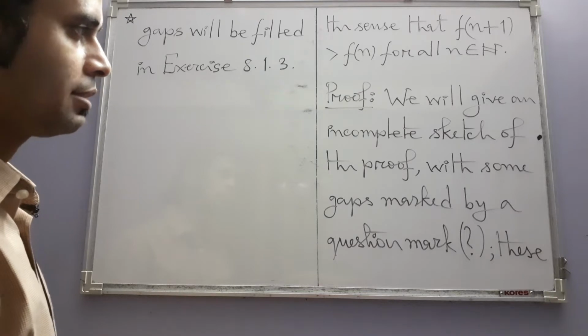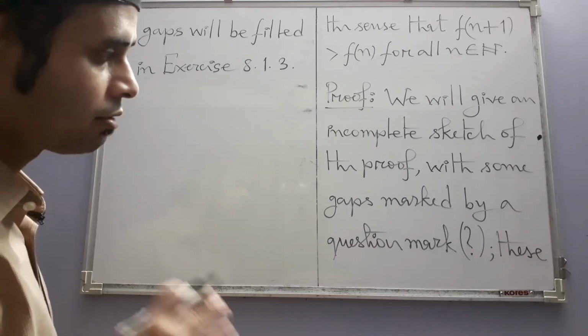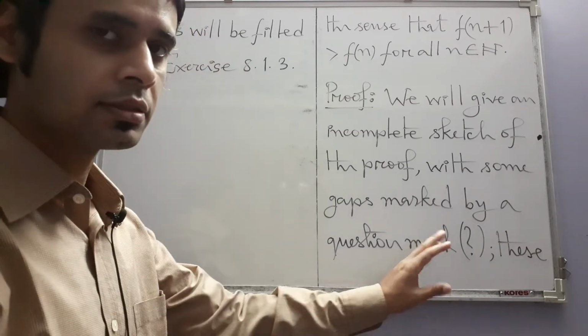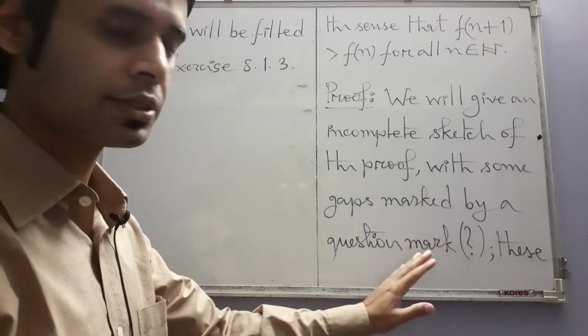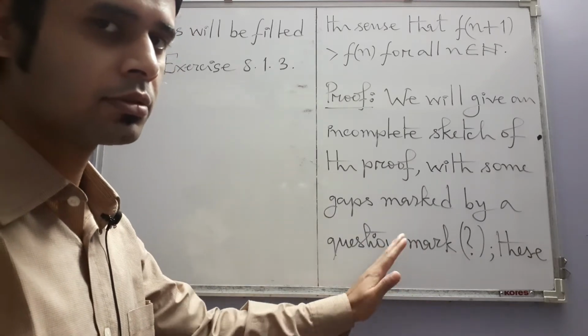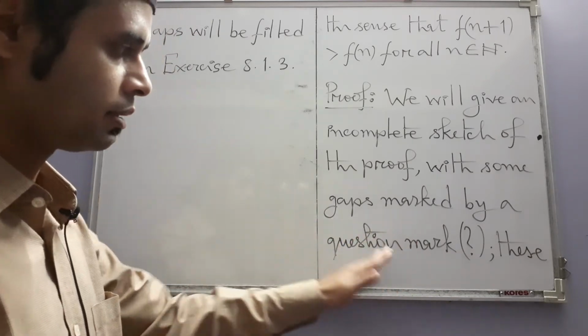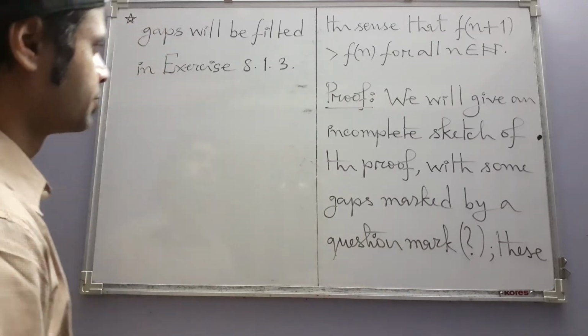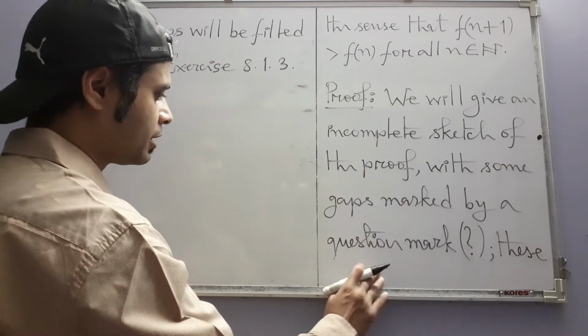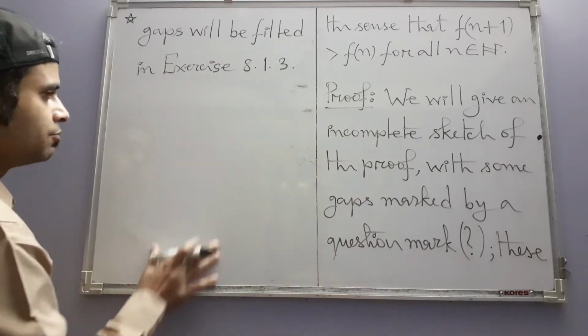Okay, so that's how we are going to go. So we ourselves will also not answer these places, these gaps here itself, but we will wait for the solution to that exercise where it is supposed to be done. So now in the beginning of the proof, this is just we are saying what we are going to do. Now the proof starts.